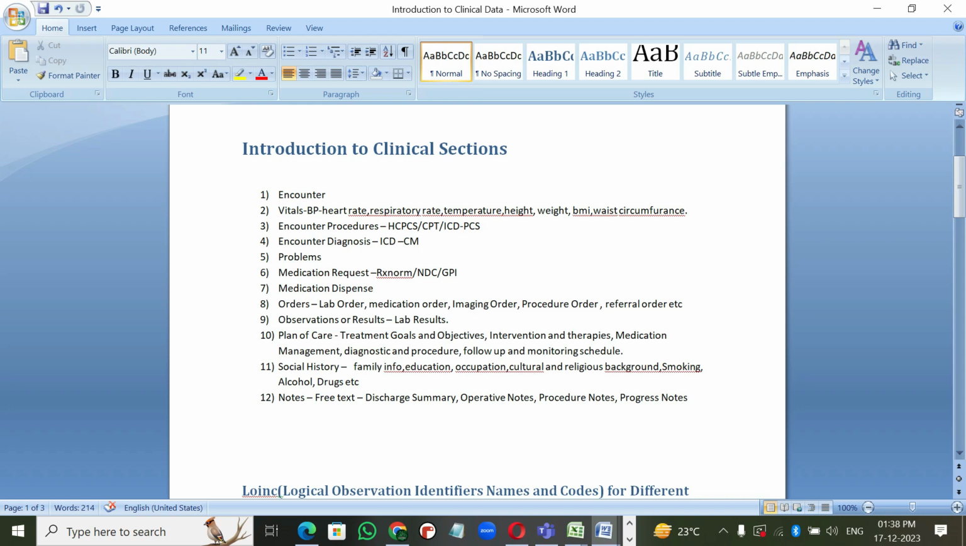Your diagnostics and procedures. So, after a few days, if you have a follow-up and some diagnosis, or some procedure needs to be performed, even that will be included in the plan of care. All the follow-ups and monitoring schedule will also be in plan of care. So I hope that is clear. Plan of care is mostly a mix of free text, and you can use standard codings as well.